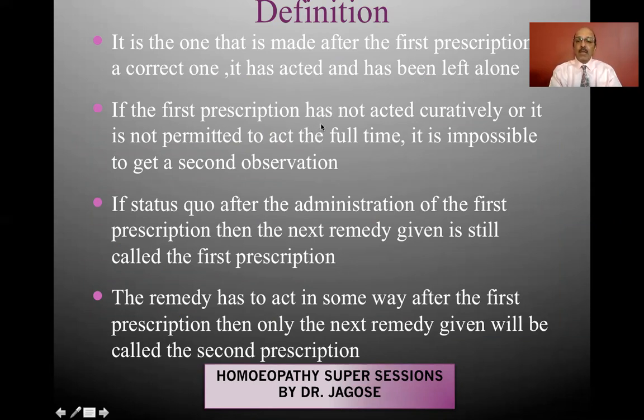If the first prescription has not acted curatively or it is not permitted to act the full time, it is impossible to get a second observation. So therefore, you have to give enough time for the first prescription to act. Then only you'll be able to observe what changes have occurred, and then only you'll be able to get a second good observation. If status quo after the administration of the first prescription, then the next remedy given is still called the first prescription. However, if there is no reaction after the first prescription, then whatever remedy you give next, that will also be known as the first prescription.